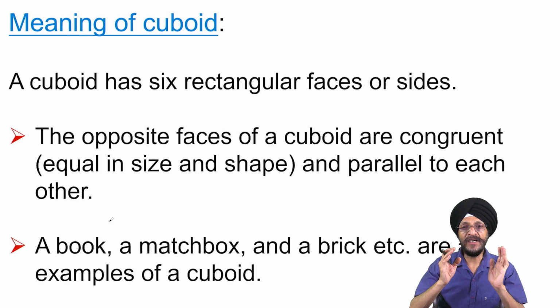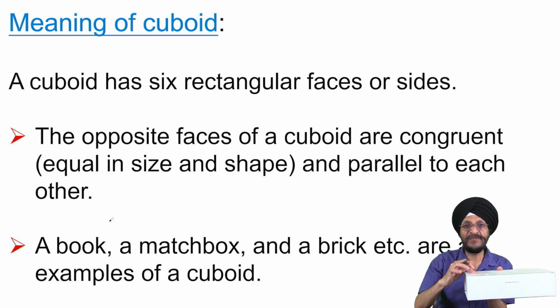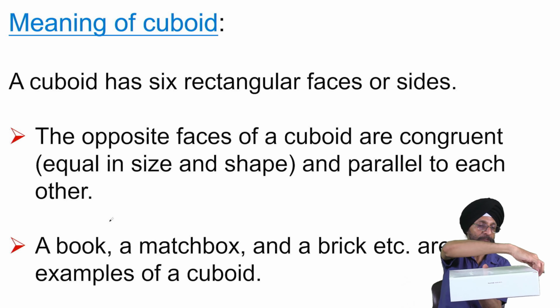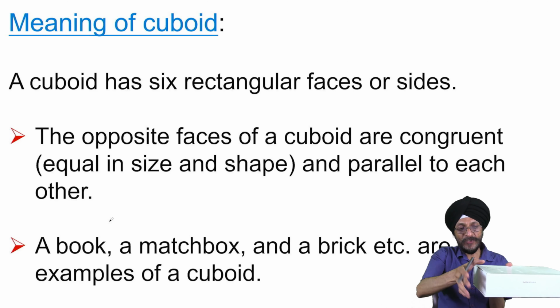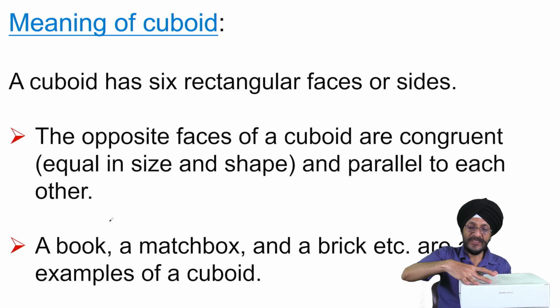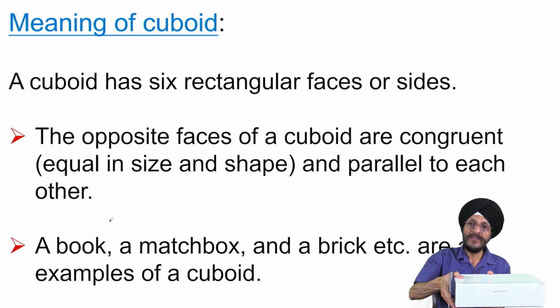We will understand the meaning of cuboid with the help of an example. This is the cardboard box. It has 6 faces. 1, 2, 3, 4, 5 and 6. These are the opposite faces. These are congruent. That is, these are equal in size and equal in shape. The opposite faces are congruent.